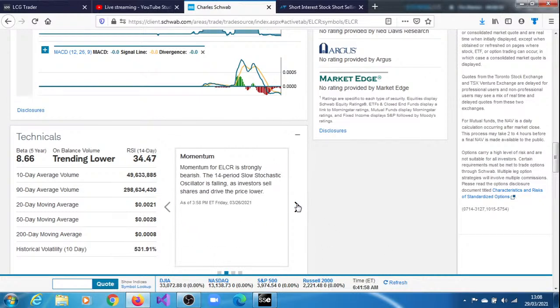Yes, as we indicated, the momentum is strongly bearish. The 14-period slow stochastic oscillator is falling as investors sell shares and drive the price lower. So the unbalanced volume indicator shows that longer-term accumulation is giving way to near-term selling pressure by traders.